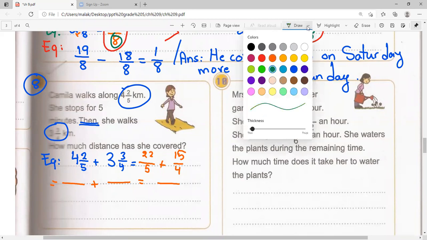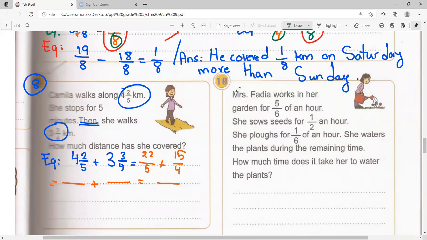We need to add the denominators together. I mean I add 5 plus 4, 9.